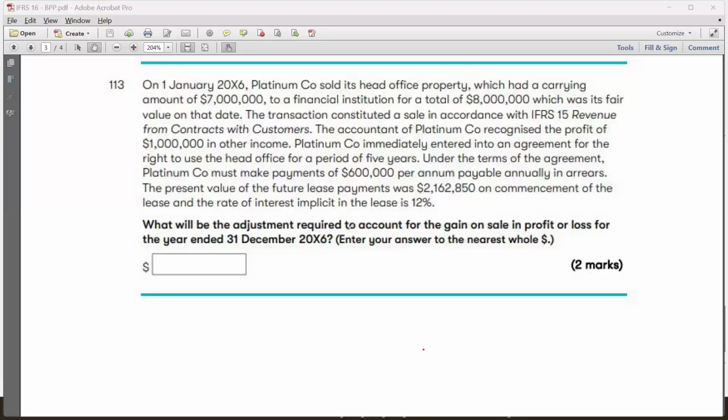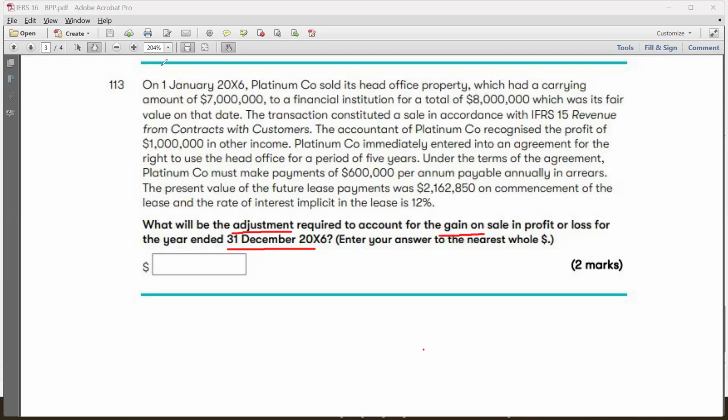What will be the adjustment required to account for the gain on sale in profit or loss for the year ended 31st of December 2026? So here we have to adjust. You need to understand the requirement carefully, that they have already recognized some gain and we have to adjust it because they must have done something wrong. What will be the adjustment required to account for the gain on sale in profit or loss? Okay, so let's see what they have done and what adjustment we need to do.